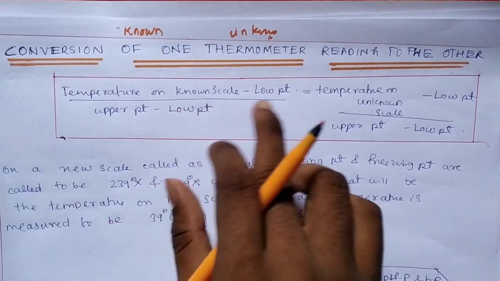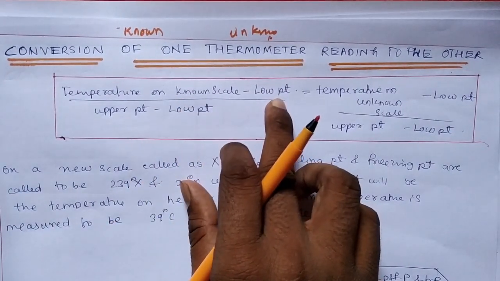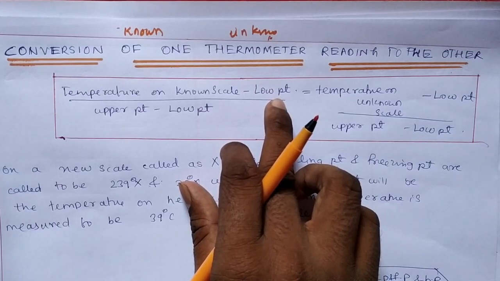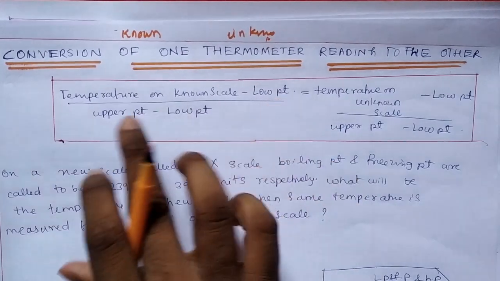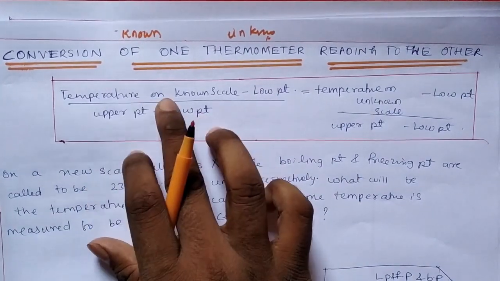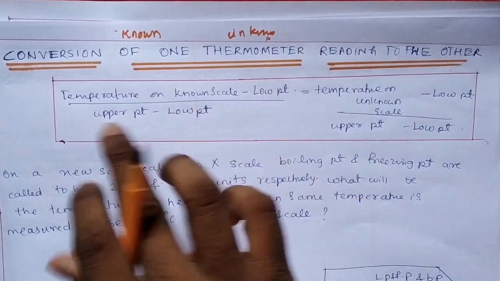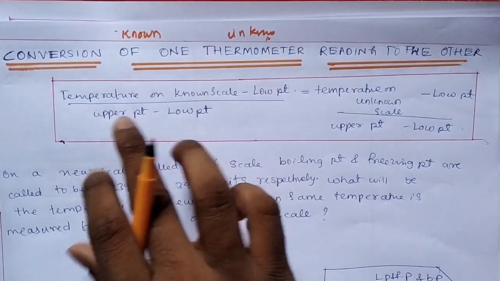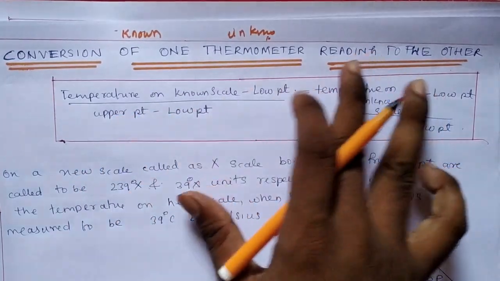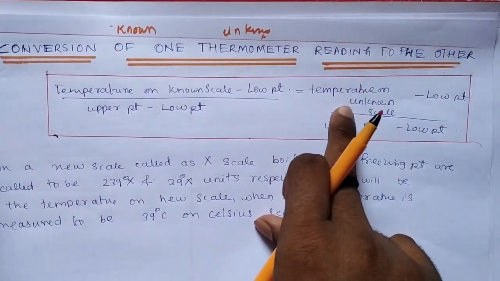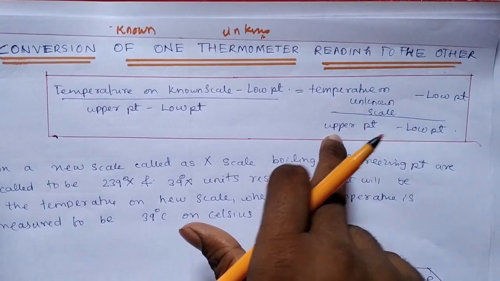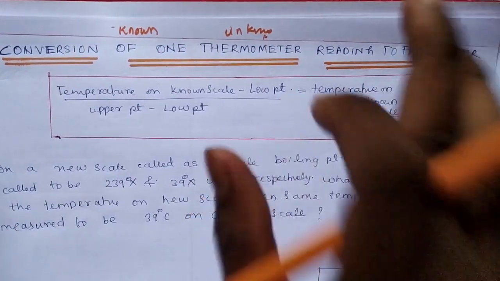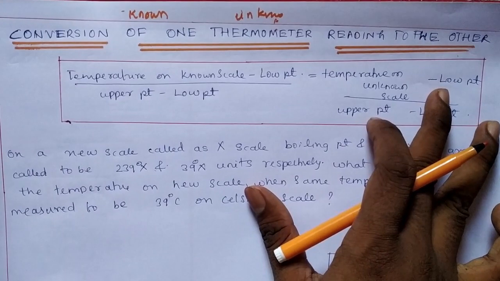Temperature on unknown scale minus lower point, in the sense freezing point. In degree Celsius it becomes 0 degree Celsius, in Fahrenheit it becomes 32, and in case of Kelvin it becomes 273. Okay, upper point minus lower point. Temperature on the unknown scale minus lower point divided by upper point minus lower point, that is boiling point minus freezing point, is equal to temperature on unknown scale minus freezing point, lower point, divided by upper point minus lower point, or boiling point minus lower point. Okay, this is our condition.